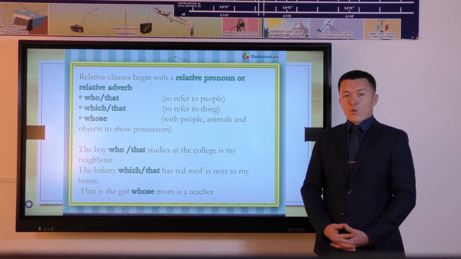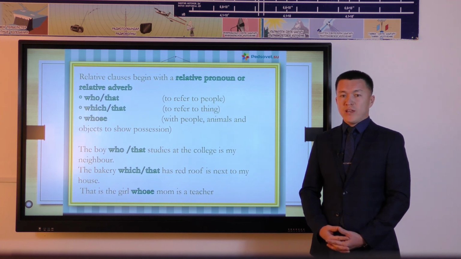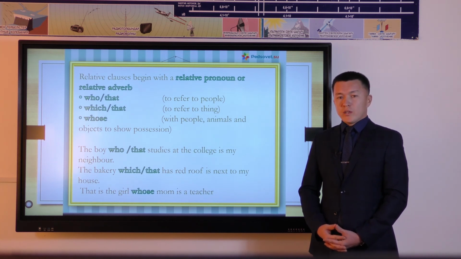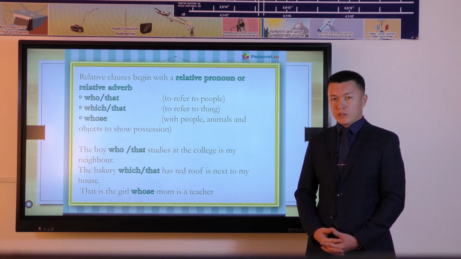The next ones are which and that, which refer to a thing. For example, the bakery which has a red roof is next to my house. Or, the bakery that has a red roof is next to my house. You can see that we can also use both of them.